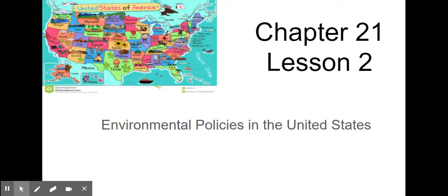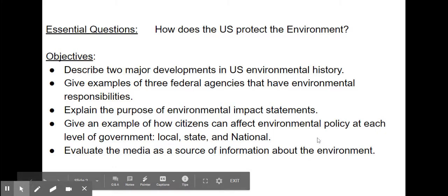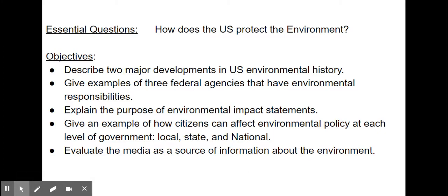Chapter 21, Lesson 2, Environmental Policies in the United States. Essential question: how does the United States protect the environment?